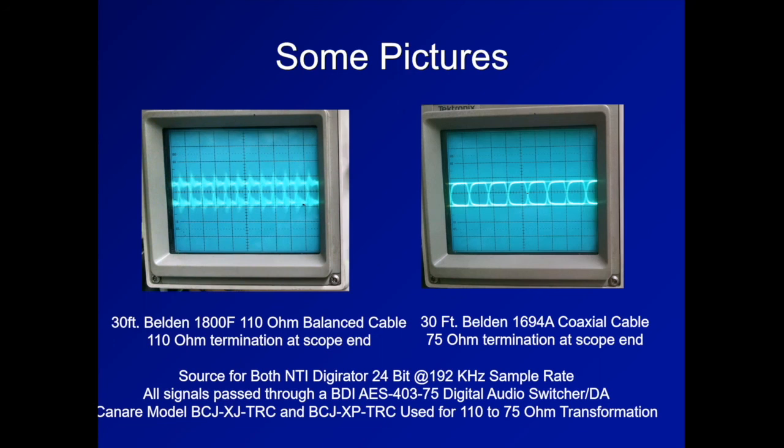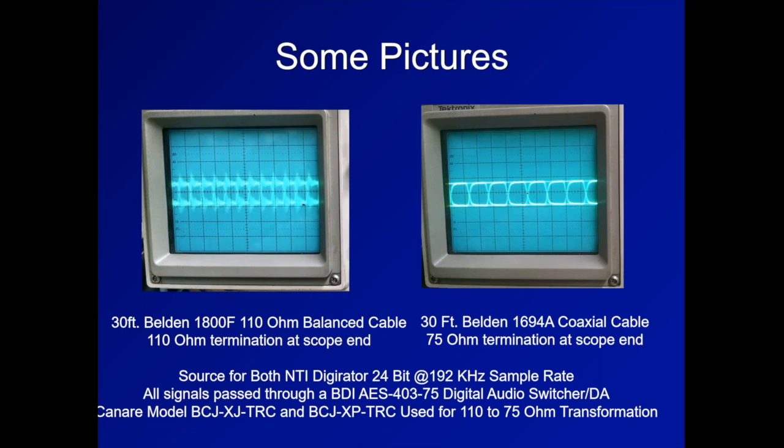On the left-hand side, there's 30 feet of 1800F. That's that balanced 110 ohm cable with XLR connectors. It's 30 feet, terminated with 110 ohms. The signal generator we use is an NTI Digirator, as you can see, 24 bits at 192 kilohertz sample rate. And look at what it looks like. Lots of jitter and a lot of overshoot. Now, replace the cable with the same length, 30 feet, of 1694A RG6. Now, look at the difference.